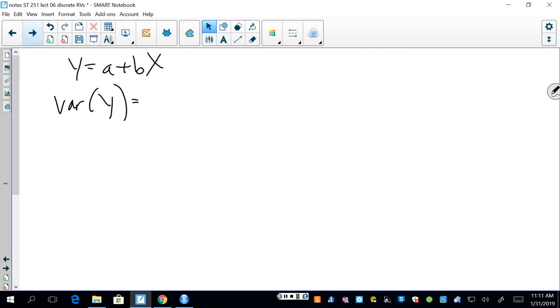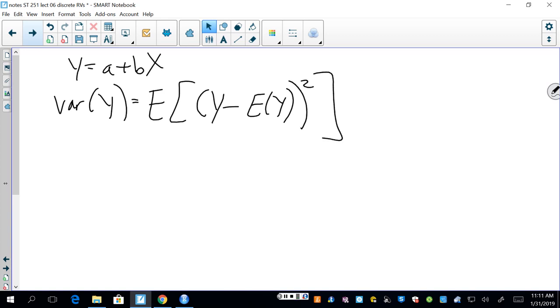How about variance? What happens with this? So variance is the expectation of y minus the expectation of y, that squared, the expectation of that whole thing. Now this one, before jumping to writing down the summation formulas, let's do some of our substitution. We want to know about spread on the y scale, but what is y? Y is a plus b times x by this linear transformation that we're doing.